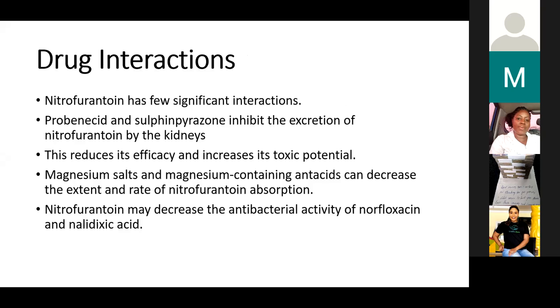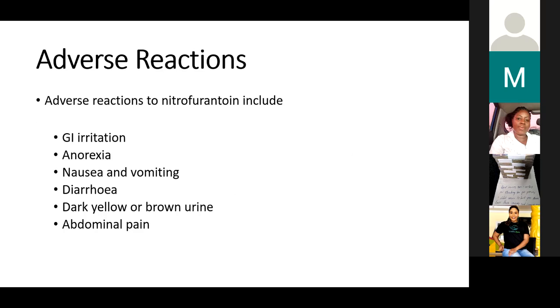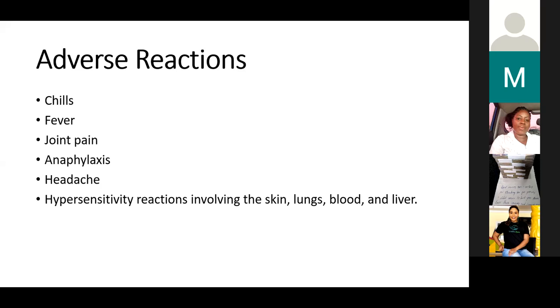Very few drug interactions: probenecid and sulfinpyrazone will inhibit the excretion, and so it increases the possibility of toxicity. Antacids can decrease the rate of absorption, and if you give it with norfloxacin, it decreases their antibacterial activity. A few adverse reactions: take note of the dark yellow or brown urine and the abdominal pain. The rest are usually the common things that we know. Then you have the chills, the fever, joint pain, anaphylaxis, and headaches.